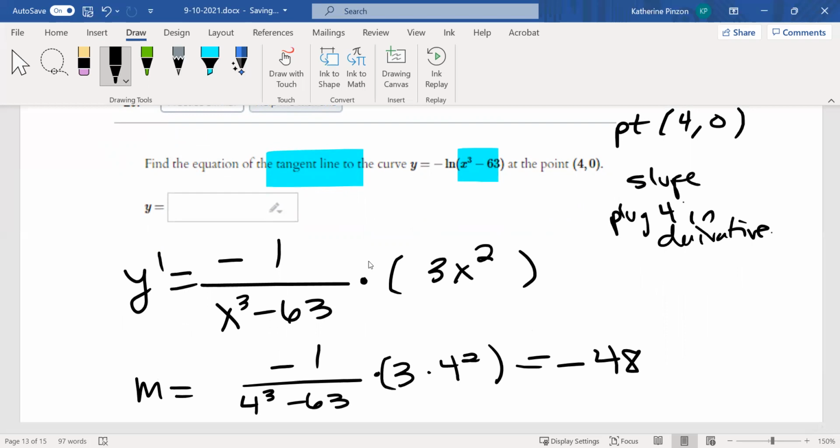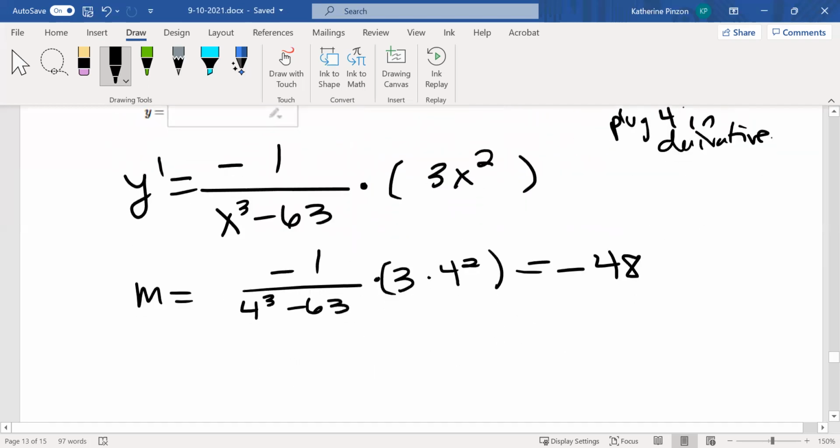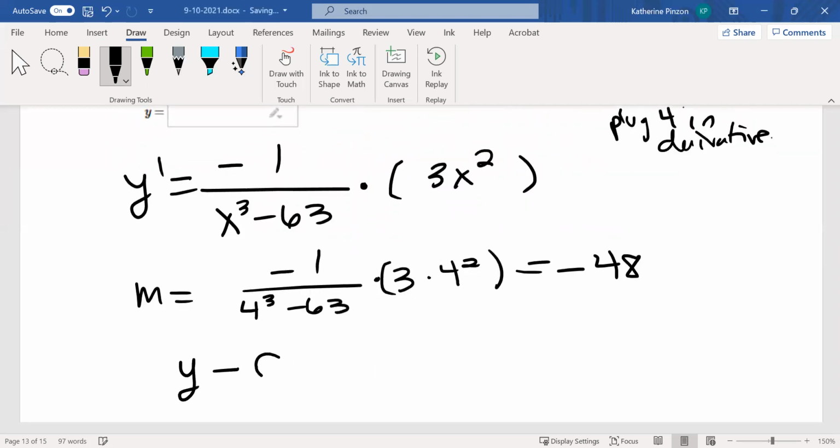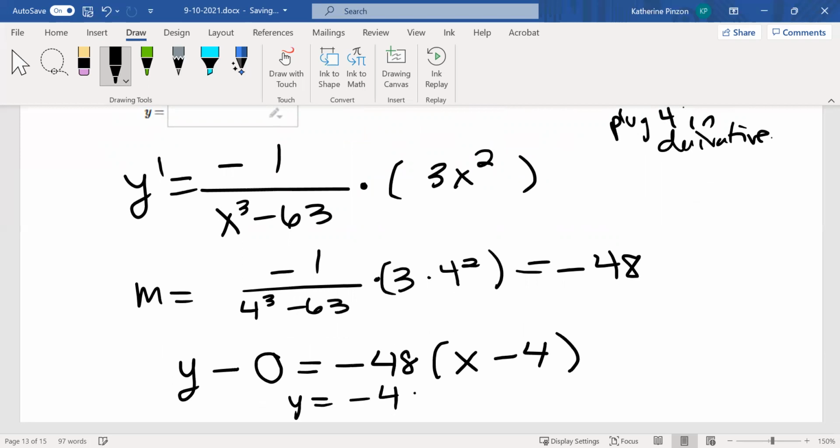Okay, I need the equation of the tangent line. Here's my slope, negative 48. Here's my point, 4, 0. I write the equation, y minus 0 is m, negative 48, times x minus 4. That guy goes away. Y is negative 48 times x minus 4.